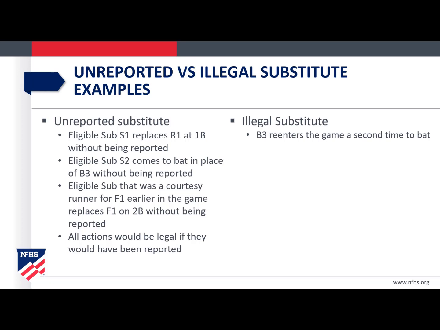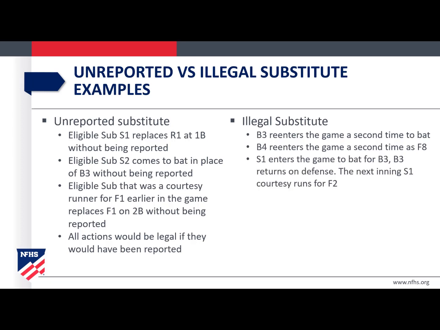Illegal substitute: B3, the third batter, re-enters the game a second time to bat. The fourth batter, B4, re-enters the game a second time as the center fielder, or F8. Substitute 1 enters the game to bat for B3, the batter in the third spot. B3 then returns on defense.